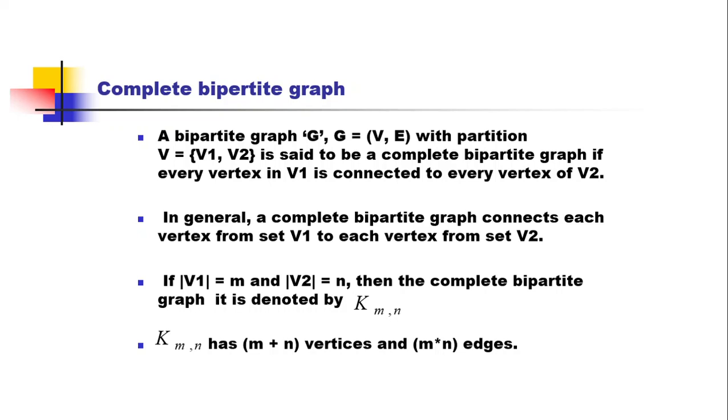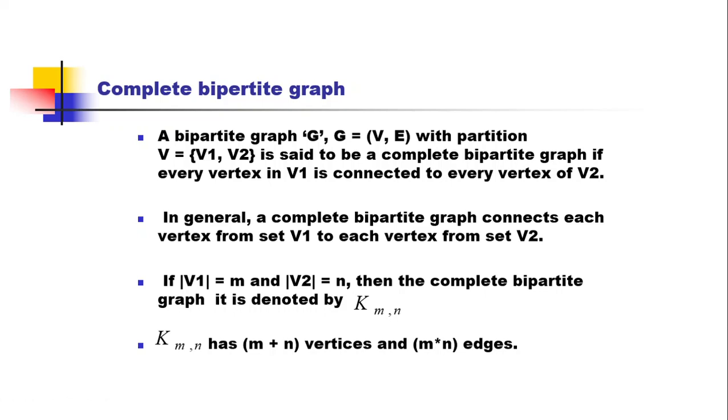Here we take the partition of the vertices as V1 and V2, and you have to check that every vertex of V1 is connected to every vertex of V2. Let us say mod of V1, the number of vertices in the set V1, is m, and mod of V2, the number of vertices in the second set, is n. Then the complete bipartite graph is denoted by Kmn. That is the notation.